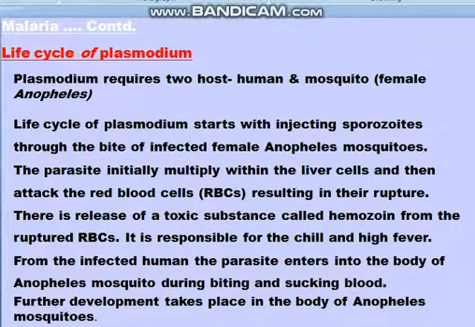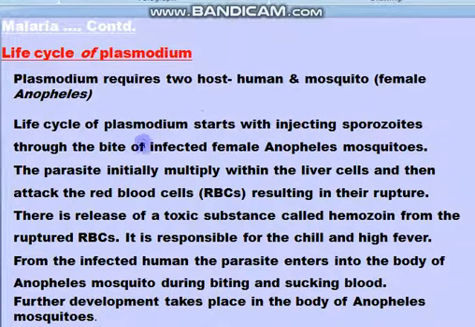Plasmodium, which is responsible for the malarial fever, has a life cycle. Half of the life cycle goes in human beings, and half of the life cycle goes in the female Anopheles mosquito. So we can say in the life cycle of Plasmodium, which is the causative agent of malaria, it requires two hosts: one is the human being and the other is the female Anopheles mosquito.